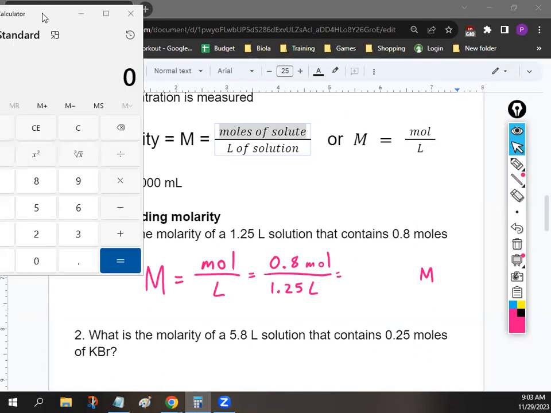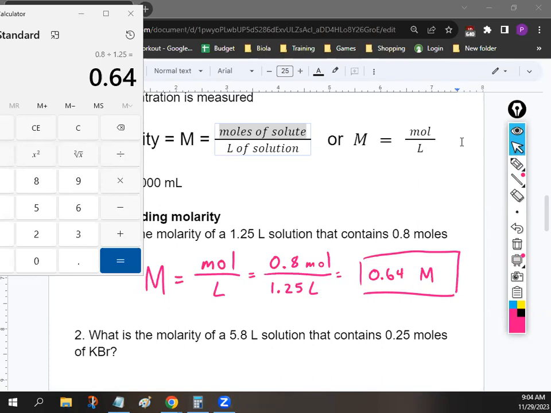Alrighty, so let's punch it into the calculator and see what you got. When you have a fraction, very simple, you just do top divided by bottom. So you do 0.8 divided by 1.25. Your final answer will be 0.64. And the unit of measurement will be molarity, because the question's asking what's the molarity. Pretty simple. Any questions on number one?